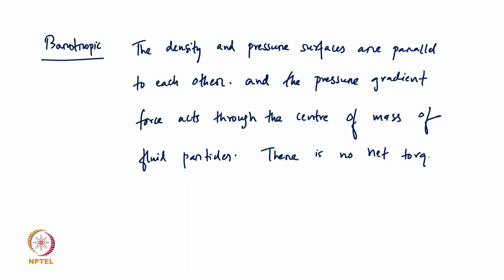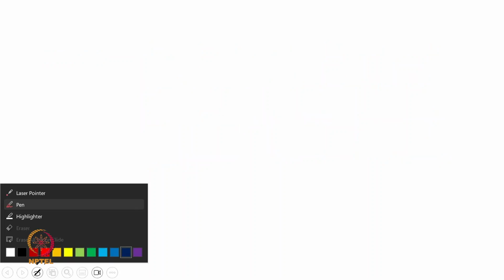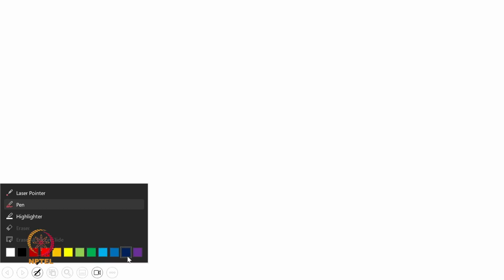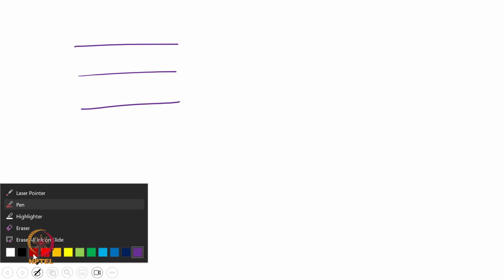So the isosurfaces of pressure and density are parallel to each other, and the pressure gradient force passes through the center of mass of the fluid particles, and there is no net torque. If we draw a barotropic situation, it will be something like this. We have the constant pressure lines, and then we draw the constant density lines. Okay, so this is a barotropic fluid.